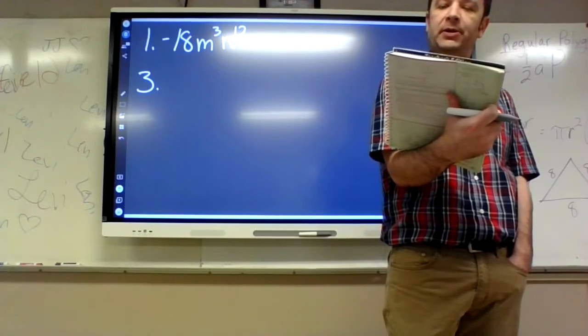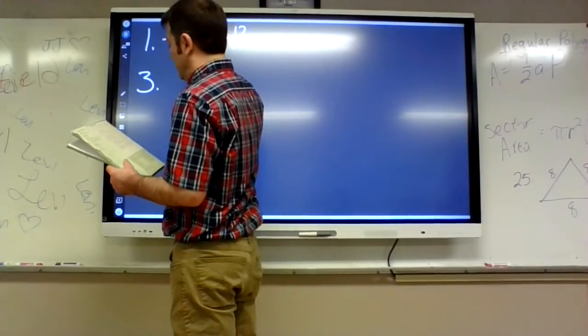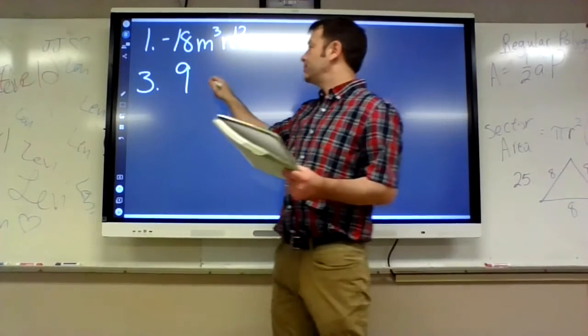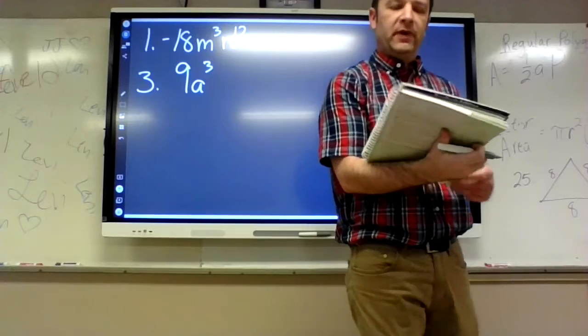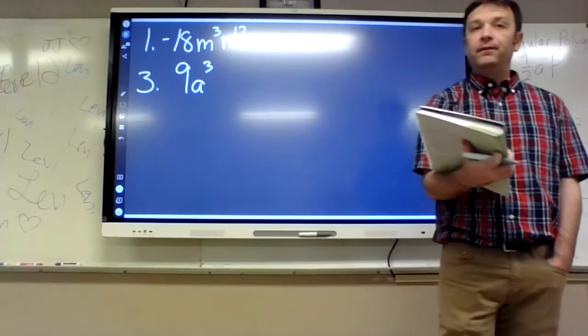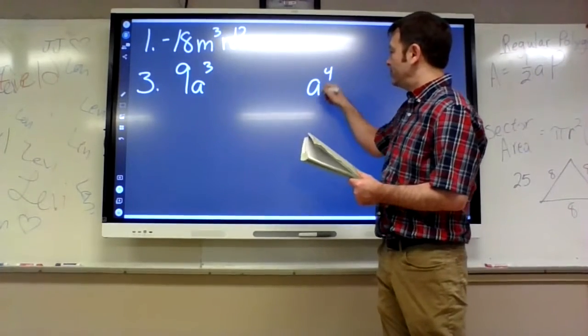So 81 divided by 9 is 9. And then what's a^4 divided by a? A cubed. Remember division? 81 divided by 9 is 9. What about the a^4 thing? a^4 divided by a. Remember how to do division?